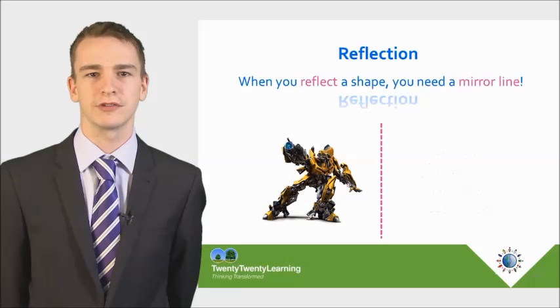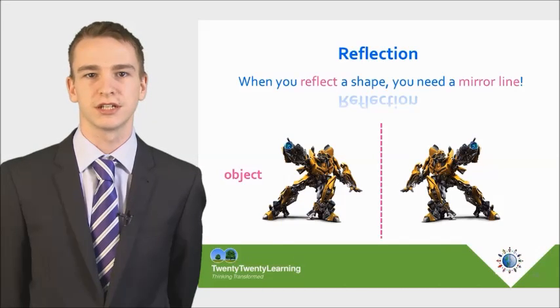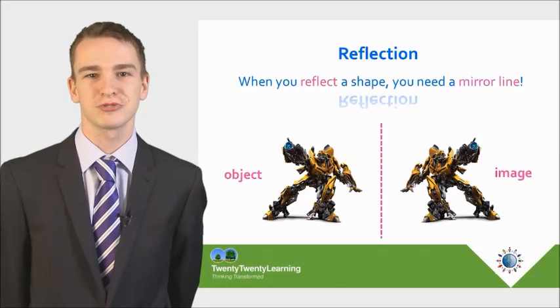Now, when we're talking about reflection, we call the original shape the object. So here, Bumblebee is the object. When we reflect Bumblebee in the mirror line, we call this shape the image. The easiest way to remember this is that he's imaginary. He's not real, he's just a reflection, so we call him the image.